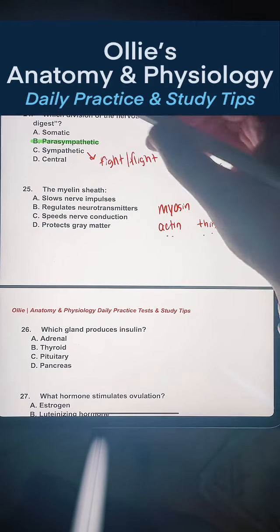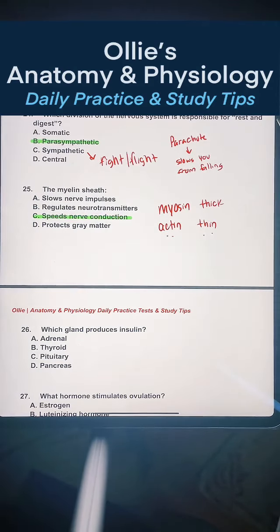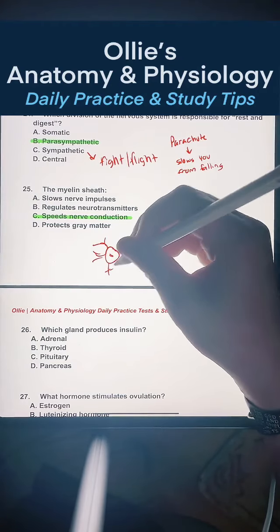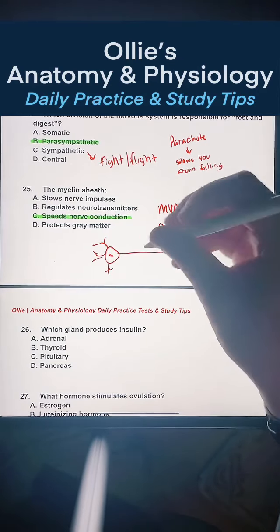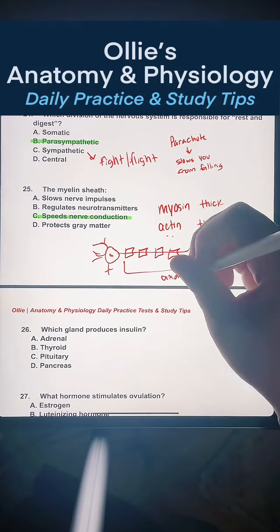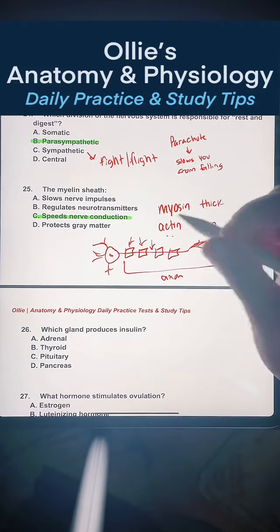But number 25, the answer is C. It speeds nerve conduction. So the myelin insulates axons. When you insulate something, you enable a faster electrical signal to occur. Slowing down is incorrect. Regulating neurotransmitters is a synaptic function. Protecting gray matter, no direct role in that. If we have our little neuron, we have our axon here, and these little insulations are the myelin sheath, and these are the nodes of Ranvier in between each one.